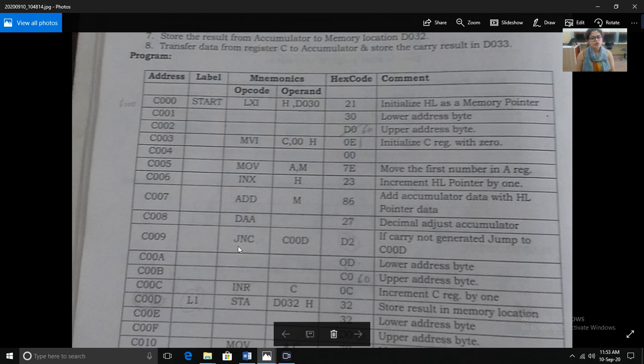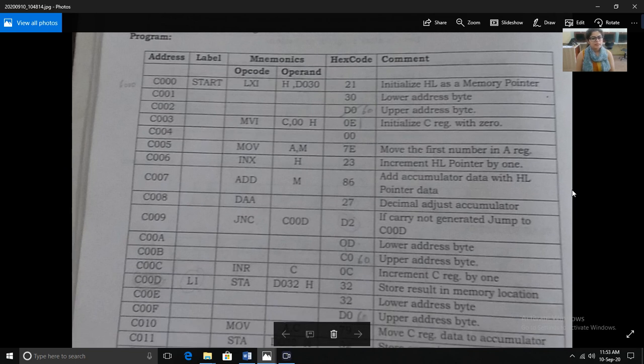Now the next thing is JNC. JNC is jump if not carry. Jump if not carry means if there is no carry, we do not have to adjust anything, and we can simply store the result at the location where we want to store it.